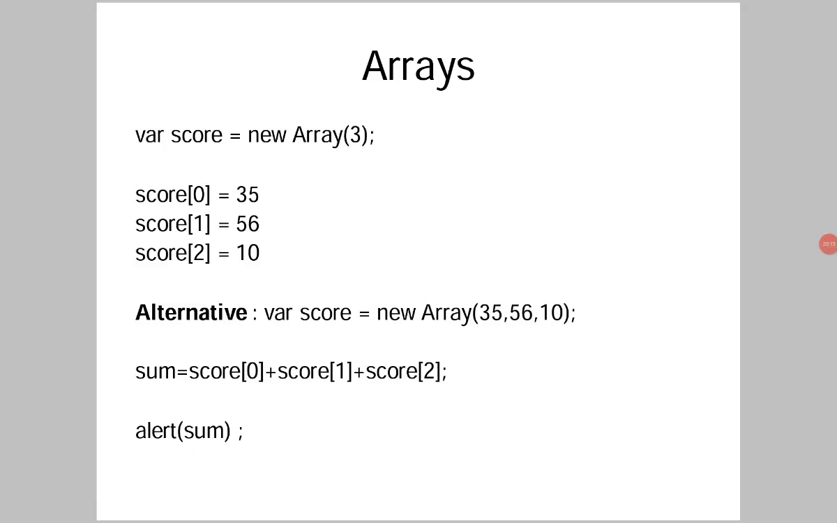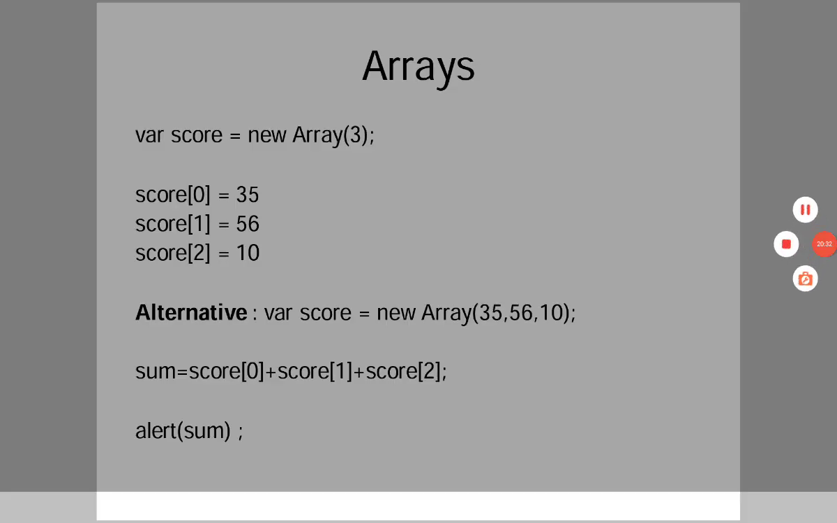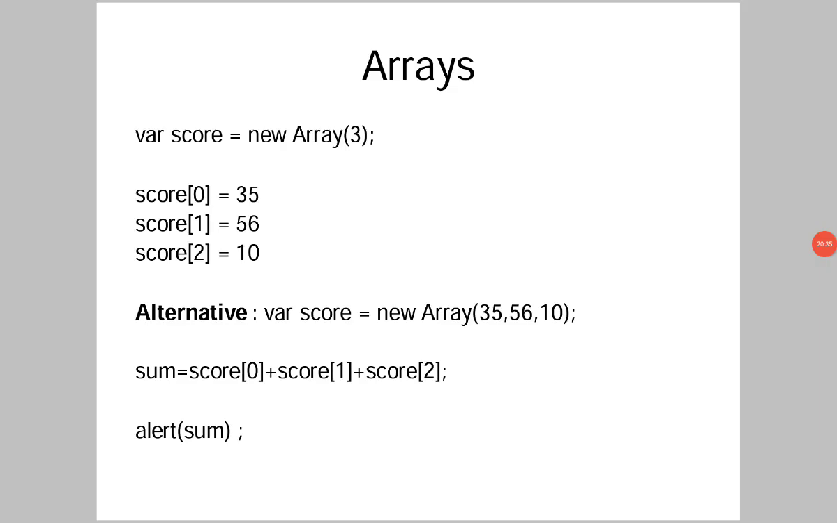So what is an array? What is the definition of an array? An array is nothing but a collection of similar items stored in a continuous manner. The array concept is the same as in C and C++, and in JavaScript also the concept of arrays is the same.